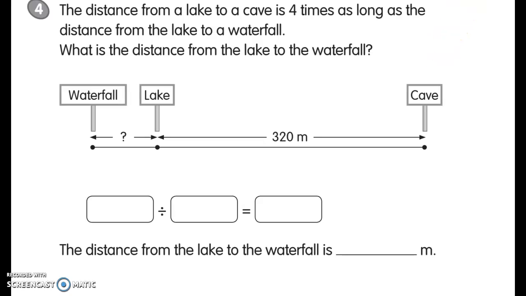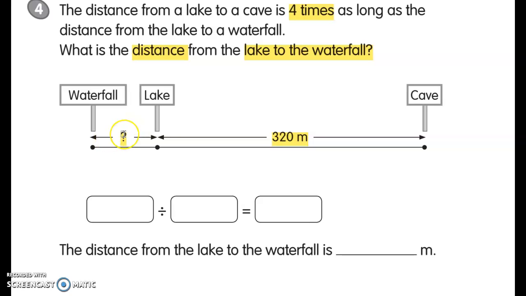Okay, so let's highlight the keywords to help us understand the question first. The distance from the lake to the cave is 4 times as long. So the distance is 320 meters. Okay, and it's 4 times as long as the distance from here, waterfall, to the lake. So what do we need to find? We need to find the distance from the lake to the waterfall, which is this part.